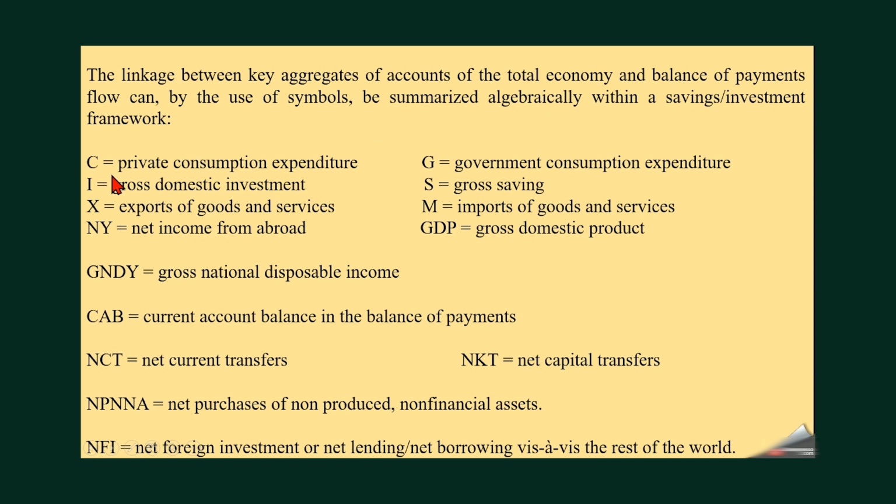We have the various indicators C, I, G, X, M. NY will be indicating the net income from abroad, and GDP indicates the gross domestic product of the economy. GNDY is the gross national disposable income, CAB is the current account balance, NCT is the net current transfer, and NKT is the net capital transaction in the economy. NPNNA is the net purchase of non-produced, non-financial assets, that is the financial account balance. And NFI is the net foreign investment, that is the borrowing and lending of the economy.